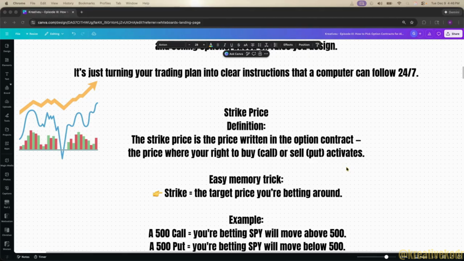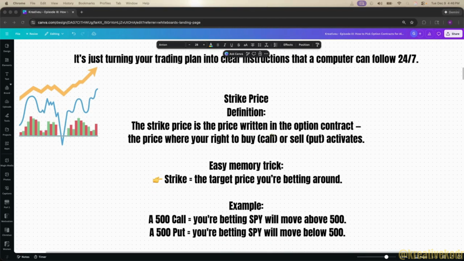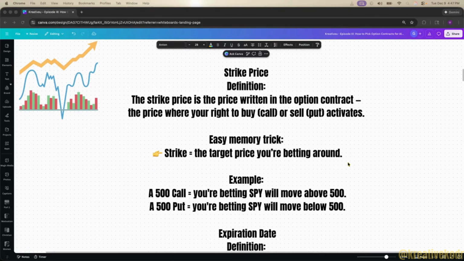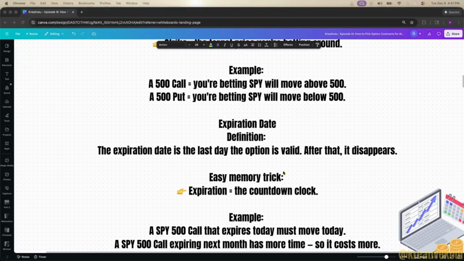All right, let's keep going. The next thing we're going to talk about is what is a strike price. The strike price is the price written in the option contract. This is the price where our call to buy or our put to sell activates, right? So an easy memory trick is the strike price is the price we're betting around. So for an example, a 500 call, we're betting that SPY will move above 500. A 500 put, we're betting that SPY will move below 500, right?